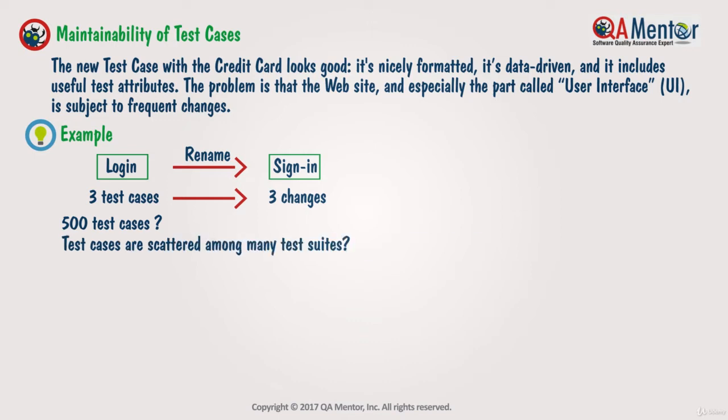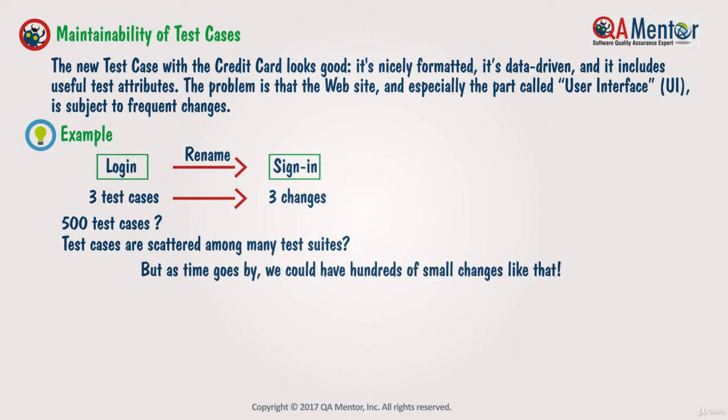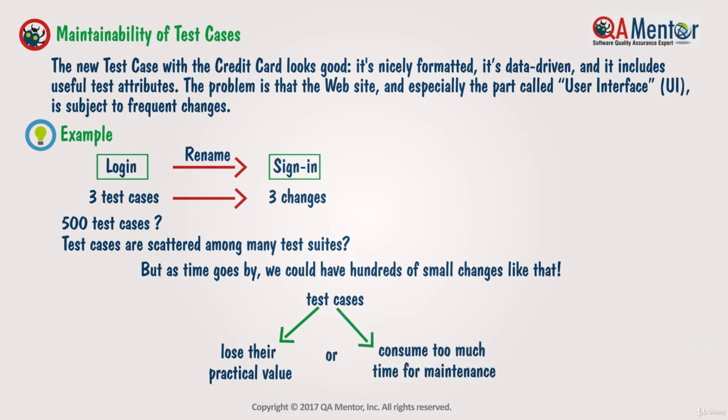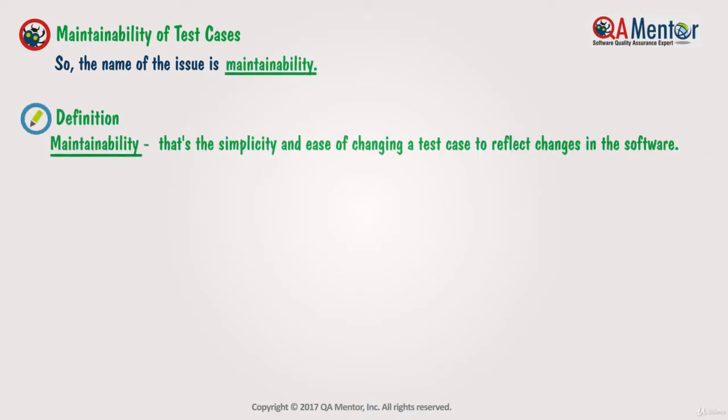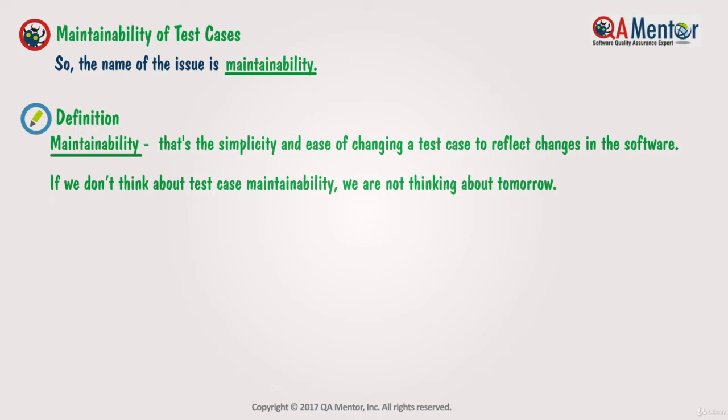You might say, not a big deal, it's easy to guess. But as time goes by, we could have hundreds of small changes like that. Gradually, our test cases will either start to lose their practical value, or they will start to consume too much time for maintenance. So, the name of the issue is maintainability. That's the simplicity and ease of changing a test case to reflect changes in the software. If we don't think about test case maintainability, we are not thinking about tomorrow.